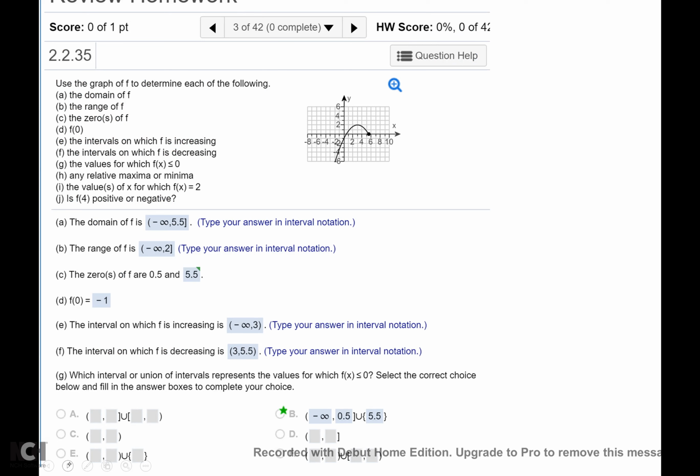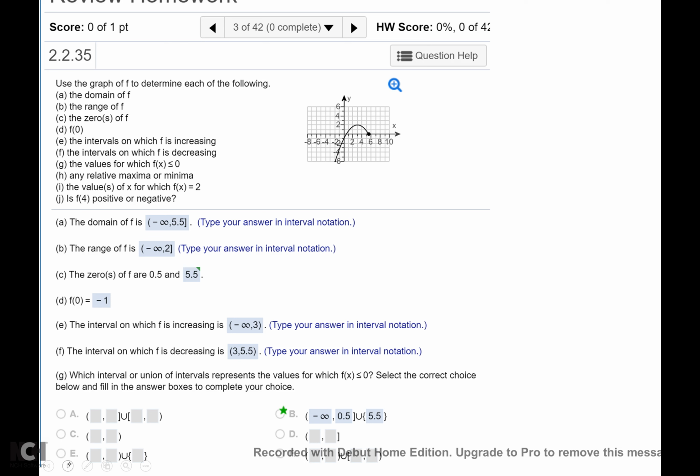Okay, use the graph of f to determine each of the following. The domain of f, the range of f, the zeros of f, f of 0, the intervals on which f is increasing, decreasing, the values for which the function is less than or equal to 0, any relative maxima or minima, the values of x for which f of x equals 2, is f of 4 positive or negative. So, a lot of questions here. Oh, and I didn't put all the answers on there, did I? I only went to G.